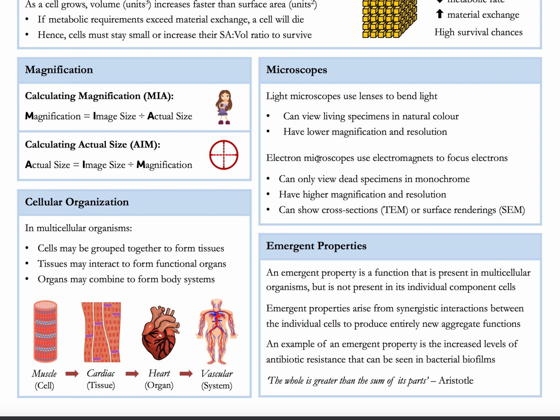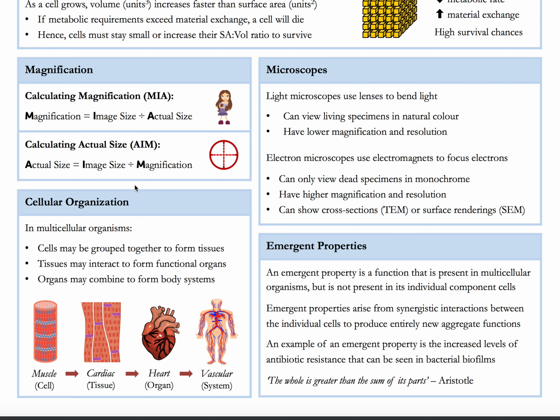Okay, so electron microscopes use electromagnets to focus electrons. They rely on the charge of the electrons to build an image. Now, this only works for dead specimens, but the magnification and resolution are really awesome. But remember this, in most cases the images you will get will be surface renderings, so you can see the external structure. Of course, we can do cross sections as well, which would be a little bit harder to interpret.